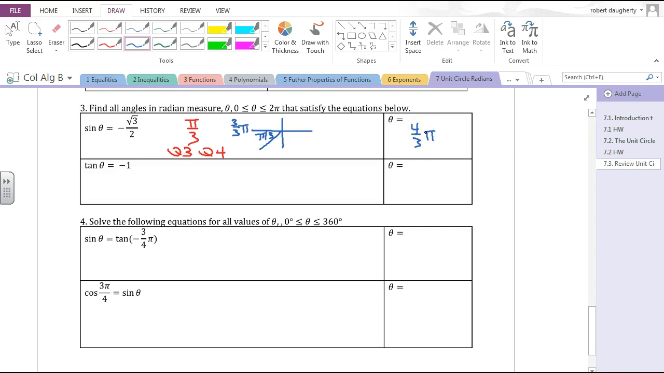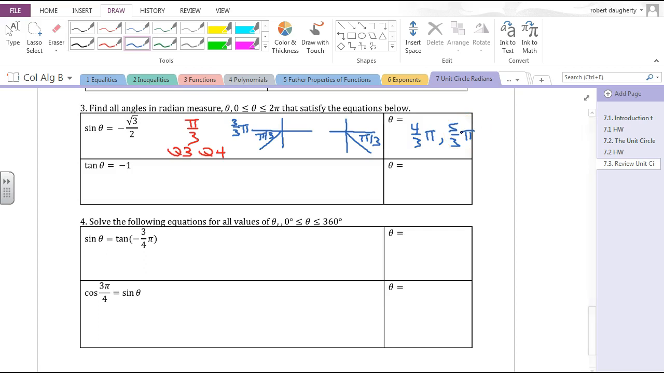And then if I draw that angle in the fourth quadrant, so pi/3, okay, that's almost a revolution. So that would be what, 6/3? So it's 1/3 less than that. So this happens to be what, 5/3 pi. Those are the two answers for that one.